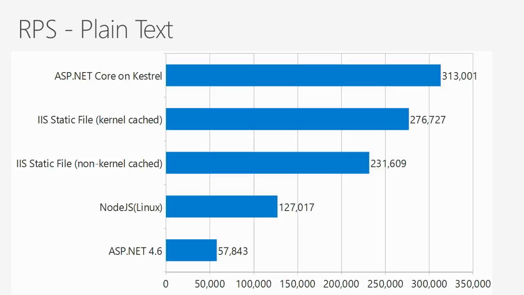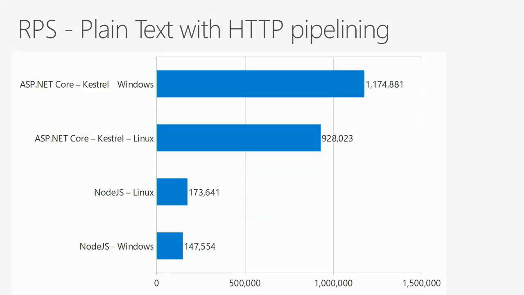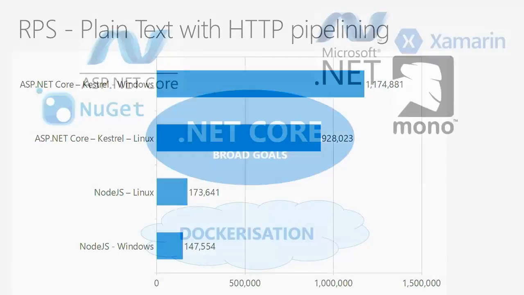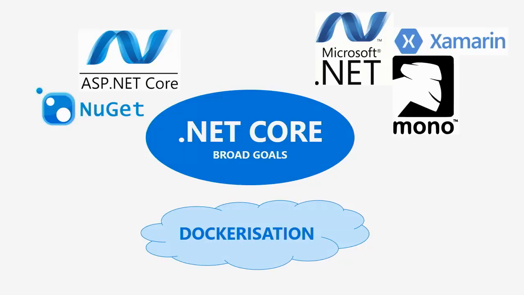And if we add HTTP pipelining, the results go dramatically up in favor of ASP.NET Core with Kestrel. On Windows it performs slightly better than Linux. So yeah, they have optimized the memory by loading just the pieces that you need, so pay for what you use, and asynchronous I/O with Kestrel to be non-blocking.